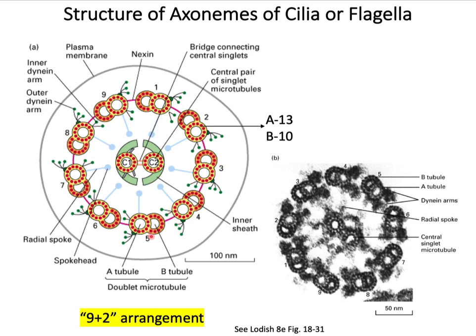Each of these doublets is made up of an A tubule, which has 13 protofilaments, and the B tubule that has 10 protofilaments. And then you have 2 singlet microtubules in the center stabilizing the whole structure. This is often known as the 9+2 arrangement because you have 9 doublets in a circular pattern and 2 singlet microtubules.